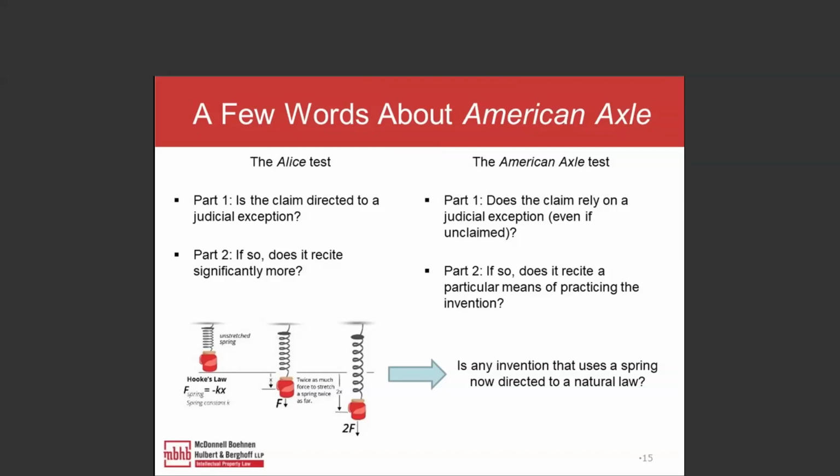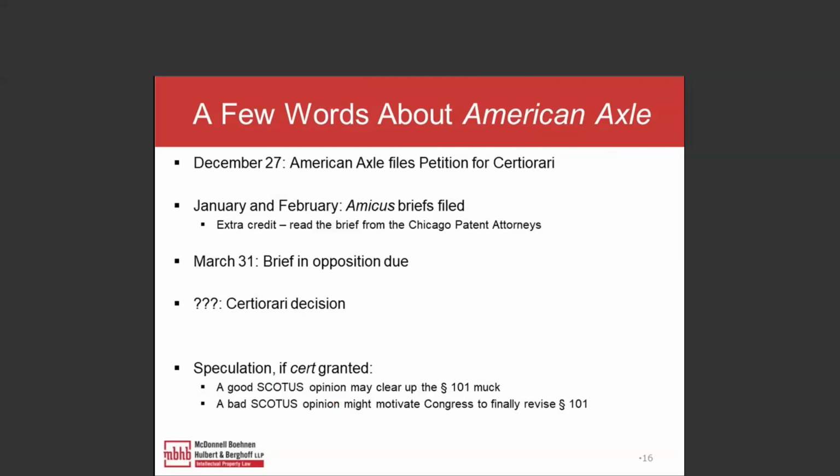And this continues a trend of the Federal Circuit slowly expanding the exceptions to get bigger and bigger and bigger, and boxing out more and more inventions from being patentable. So it's no surprise whatsoever that American Axle in late last year filed a petition for certiorari. In January and February so far, there's been a number of amicus briefs filed.